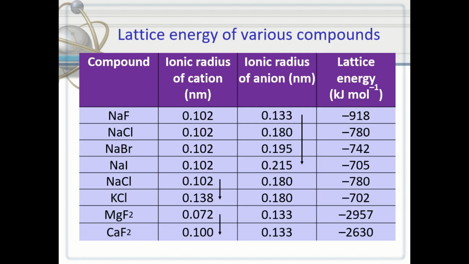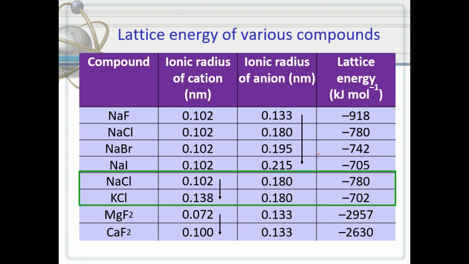Let's look at more examples in this table. For the first 4 compounds, I have all the halides from sodium fluoride to sodium iodide. If you look at the lattice energy, it becomes less exothermic from sodium fluoride to sodium iodide. Now this is caused by the size of the anion. Fluoride ion is the smallest one in group 17. Iodide ion is the largest. So the size of the anion increases going down the group. The larger the size, the less exothermic is the lattice energy.